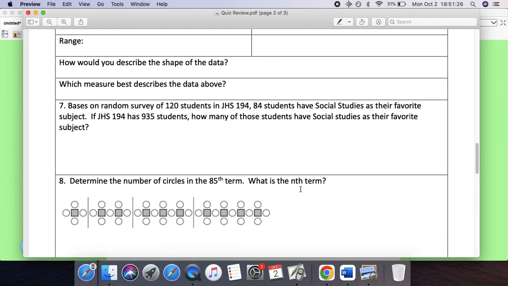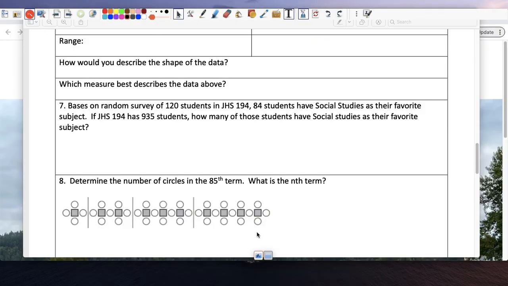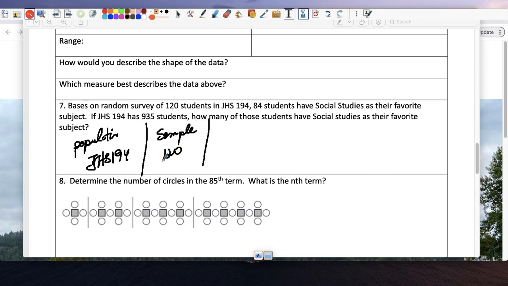Okay, so here's a population question sample. The population is junior high school 194, and we wanted to know what is everyone's favorite subject in school. There are too many students for me to ask one by one, so I took a sample, which I randomly selected, of 120 students. The population was the students at JHS 194. My sample, which I randomly took, was 120 students.